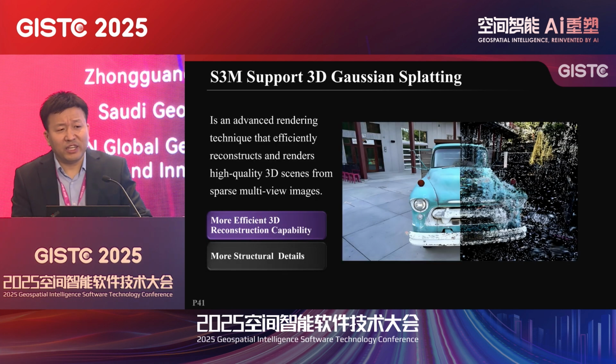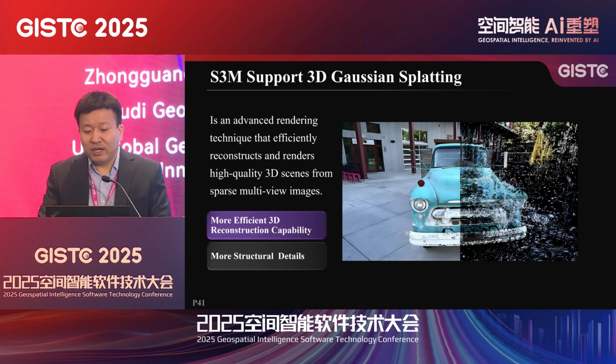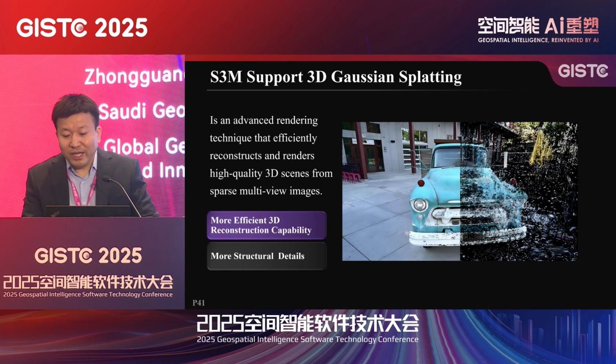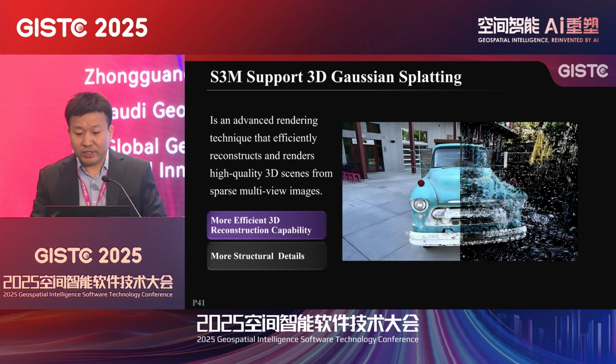Nowadays, there is another very hot topic, 3D Gaussian splatting technology. 3D Gaussian splatting technology is an advanced rendering technology that efficiently reconstructs and renders high-quality 3D scenes, like the picture on the left side. But the original data, without the 3D Gaussian splatting rendering technology, the effect will be like the picture on the right side.